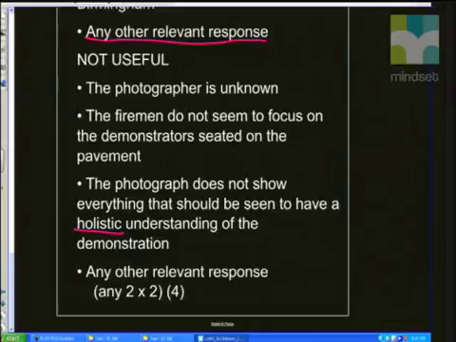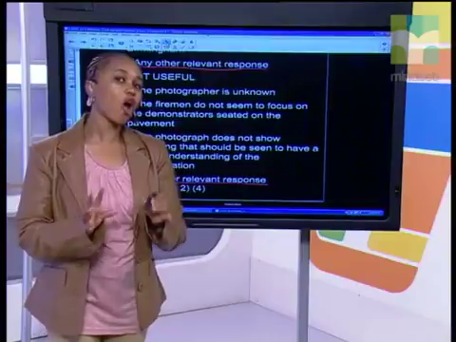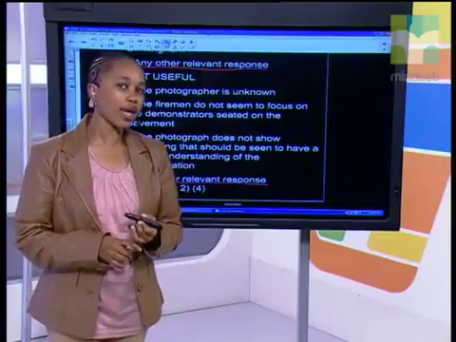And then it does say here in the marking guidelines, any other relevant response. So it's very similar to the previous one for saying it's useful, in that they allow you to give any other relevant response as long as it is within the context of what we are looking at.